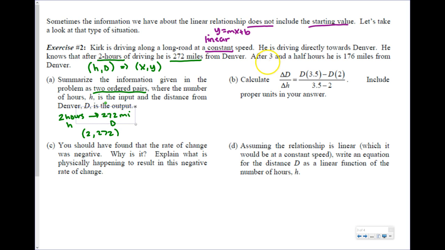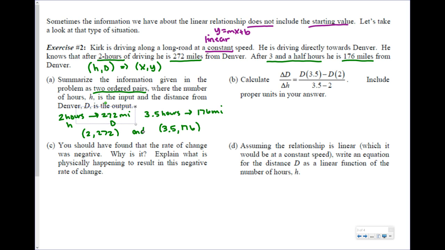The second one is after 3.5 hours, he's 176 miles away. So I'm going to write that 3.5 as a decimal. After 3.5 hours, he's 176 miles away, and that would be the coordinate (3.5, 176). So now I've got 2 coordinates to use to try and figure out some information.